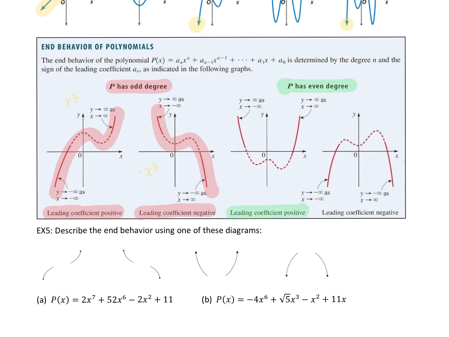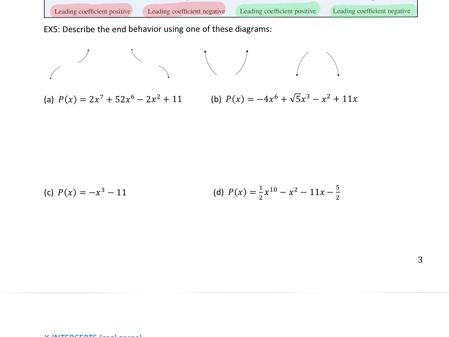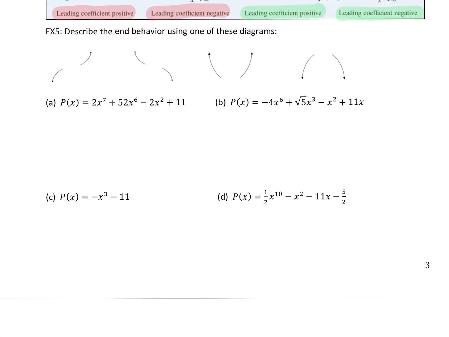if the leading coefficient is positive, both of them are upwards. If it's negative, both are downwards. And for example, positive x to the fourth, both heading upwards, negative x to the fourth, both would be going downwards. So we're going to go ahead and describe the end behavior using one of these diagrams for describing.